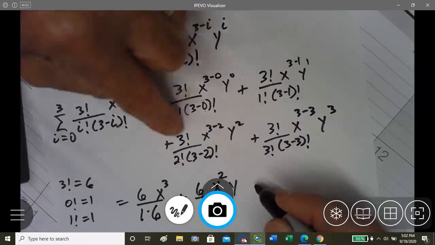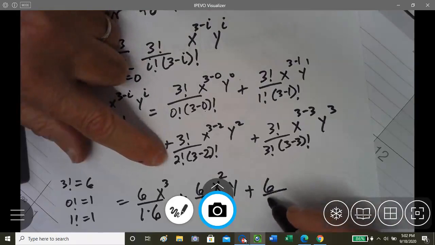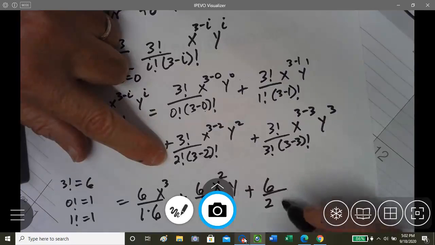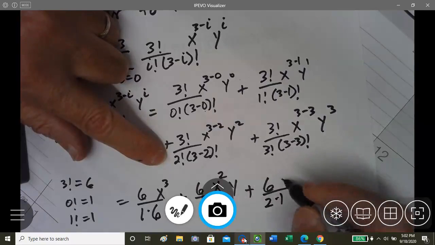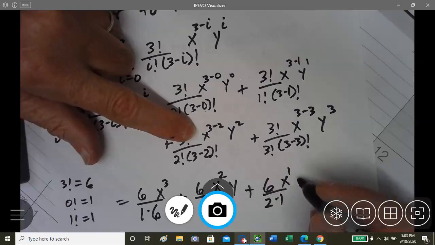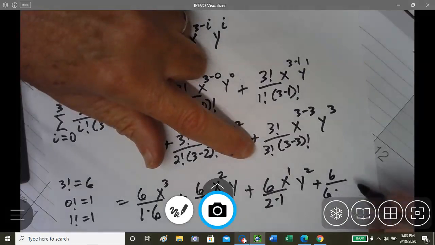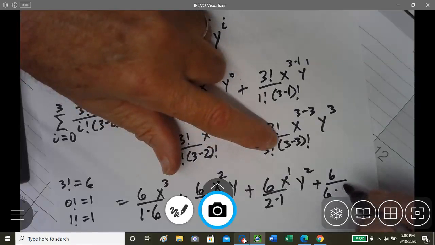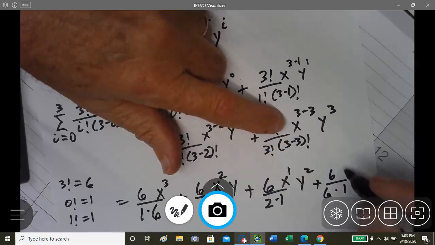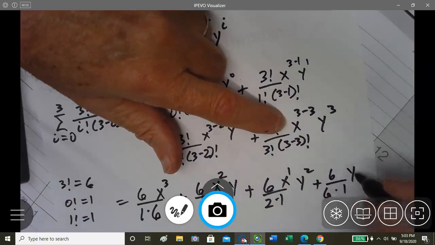y. Plus 3 factorial is 6. 2 factorial is 2. 3 minus 2 is 1 factorial, that's 1. x to the 3 minus 2, that's x to the first, y squared. And then the last one, 3 factorial is 6. 3 minus 3 is 0 factorial, so that's 1. x to the 3 minus 3, that's x to the 0 power, so we can drop that because that's just 1, y cubed.